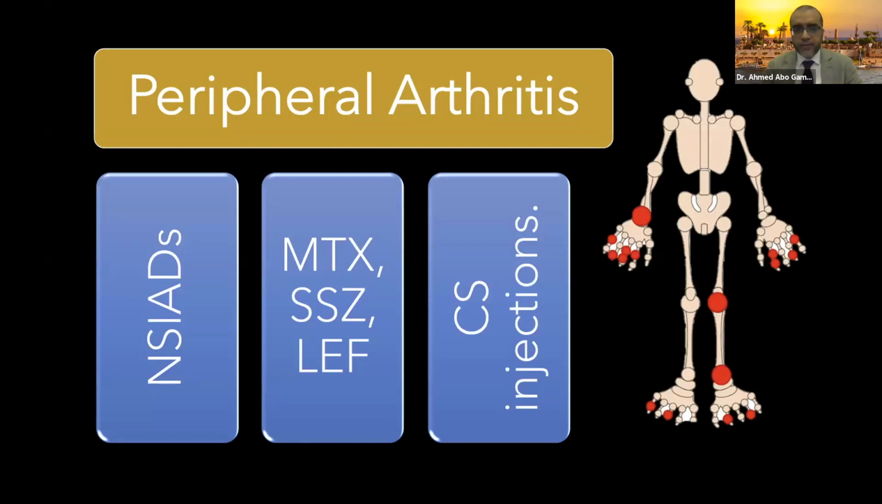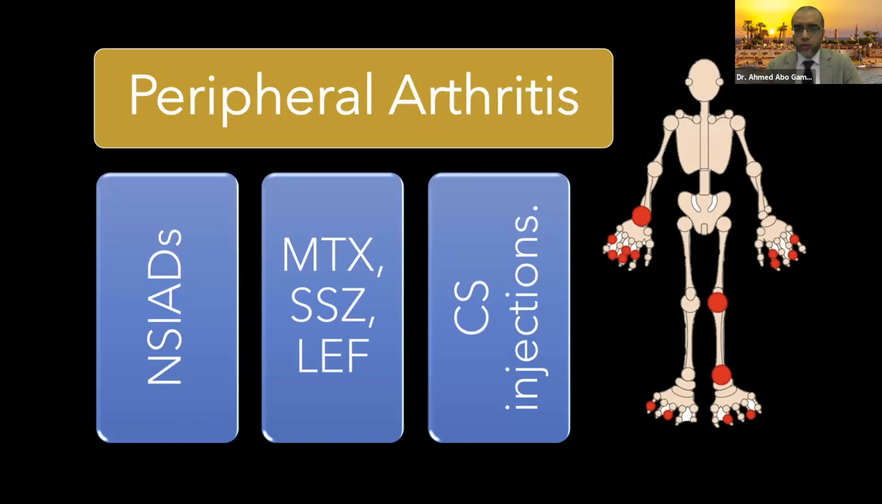Starting from peripheral arthritis, if the patient has polyarthritis, you start with NSAIDs and conventional DMARDs: methotrexate, sulfasalazine, leflunomide. All three work well in polyarticular involvement in psoriatic arthritis. And always we have local injection. If you have few joints inflamed, local injection is very feasible and successful in controlling the inflammation at the joint level.